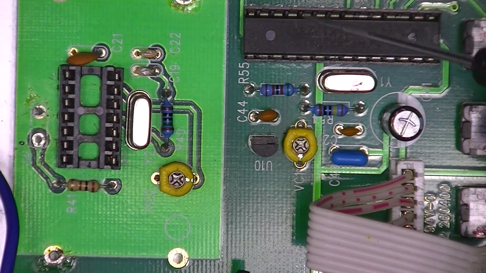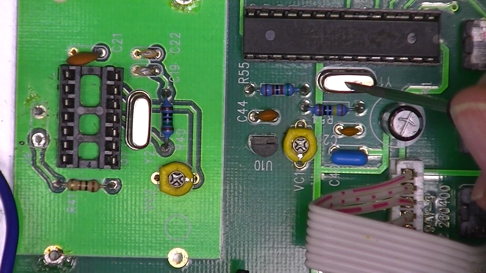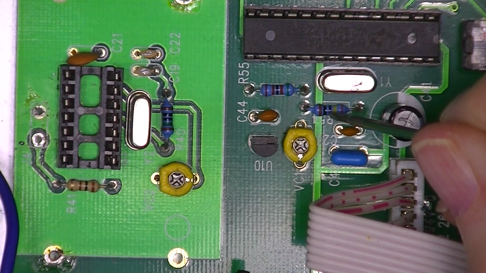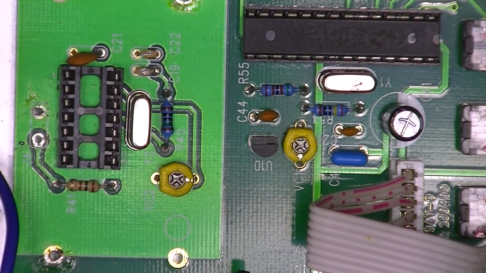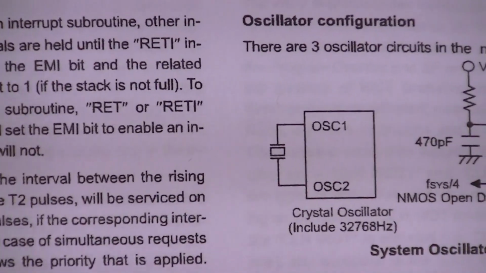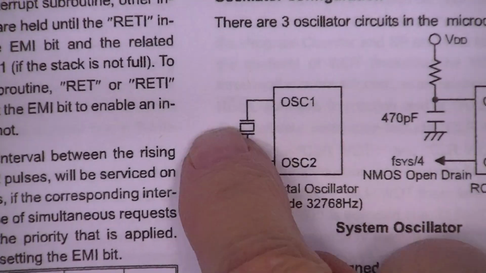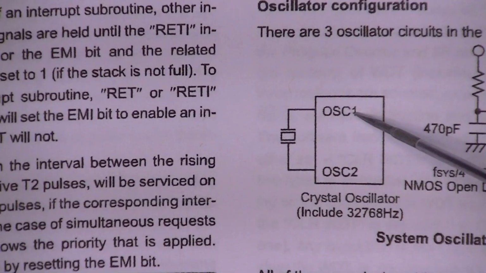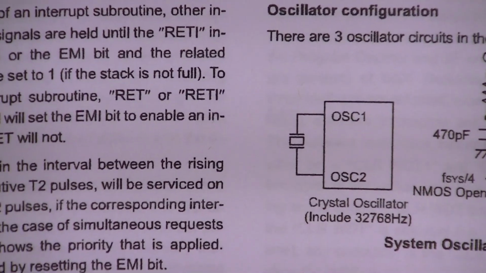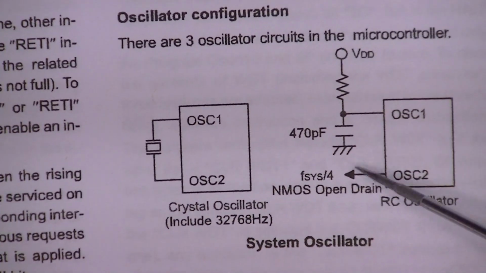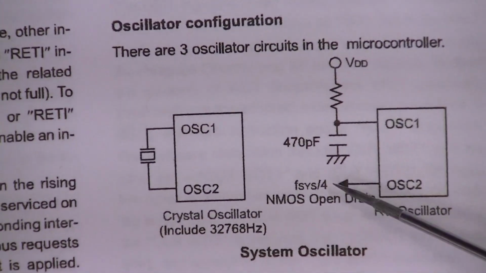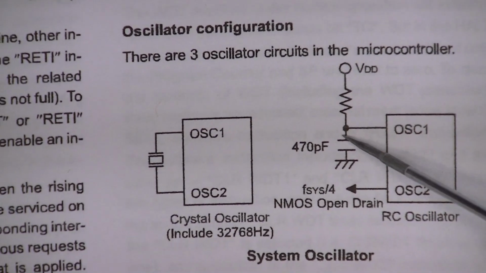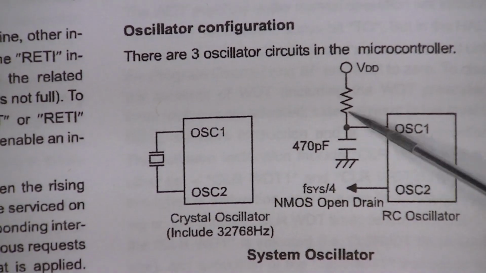My intention then is to remove these 4 components. Now the Holtek data sheet shows an oscillator, a crystal oscillator, between 1 and 2, which is pin 21 and 22. They also show an RC oscillator, which is just a source of positive voltage, I guess, and a relaxation oscillator.